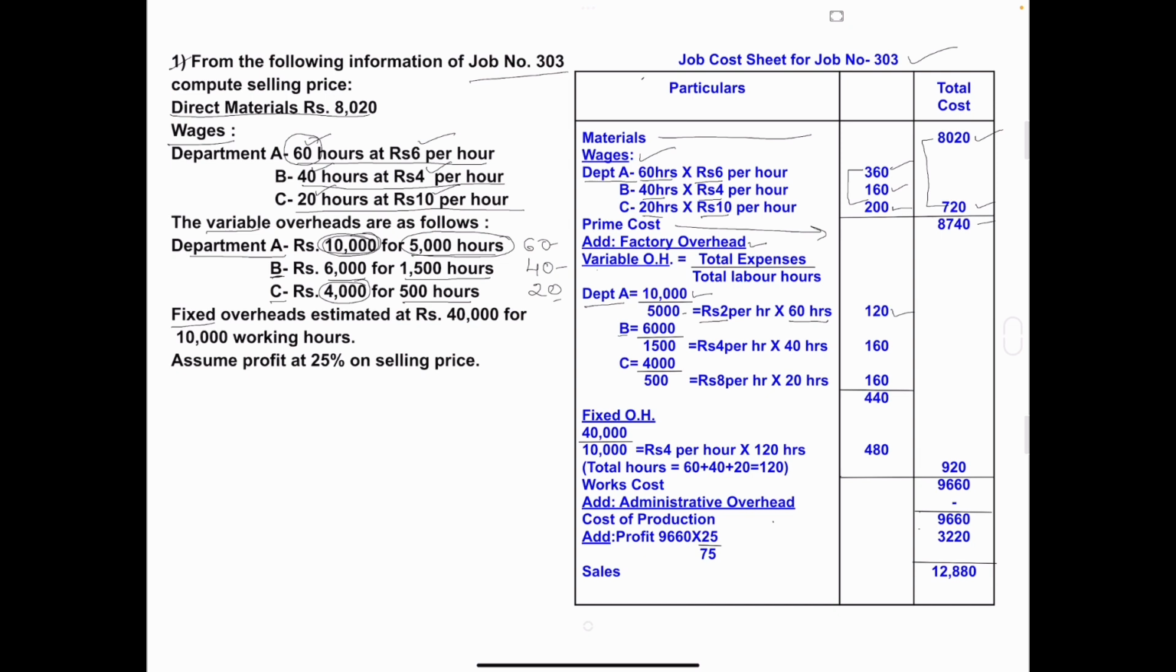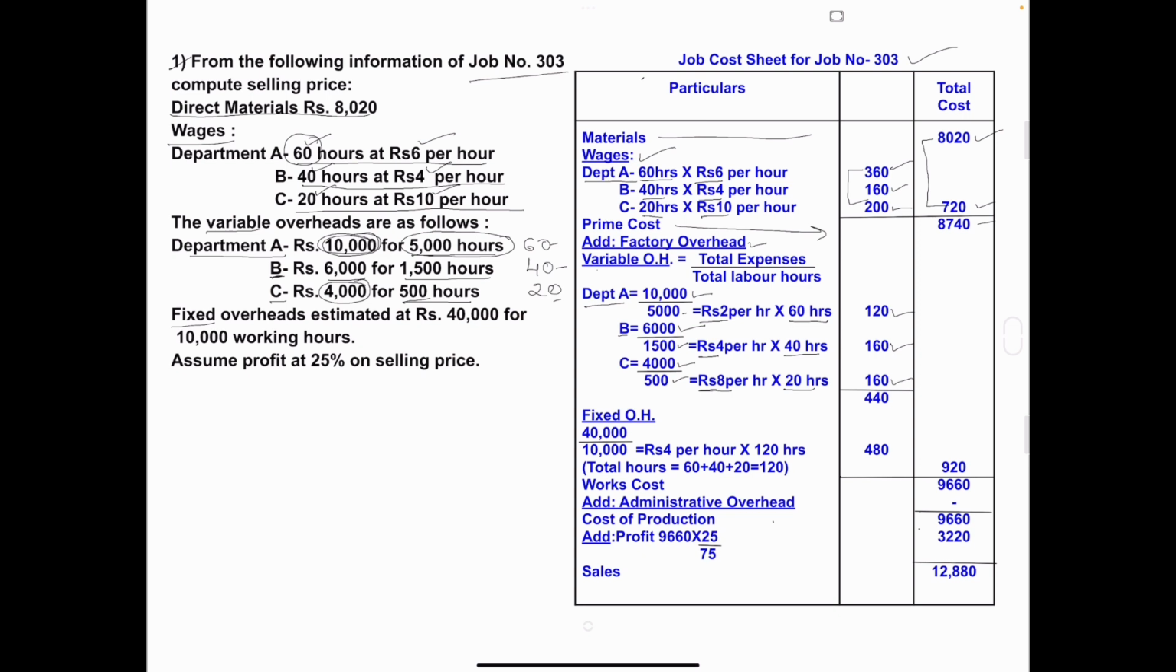For B, total overhead amount is 6,000 and total hours is 1,500. 6,000 divided by 1,500 will get rupees 4 into 40 hours. We will get 160. For C, total overhead amount is 4,000 divided by 500 hours. We will get rupees 8 into 20 hours and the amount is 160.